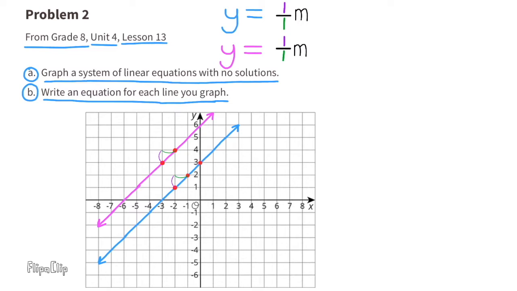Now we need to find the last term for each of these equations. This is where the equations will be different. For the blue line, the y-intercept is 3, so the equation reads y equals 1m plus 3. For the purple line, the y-intercept is 6, so the equation reads y equals 1m plus 6. You can rewrite these equations as y equals m plus 3 and y equals m plus 6.